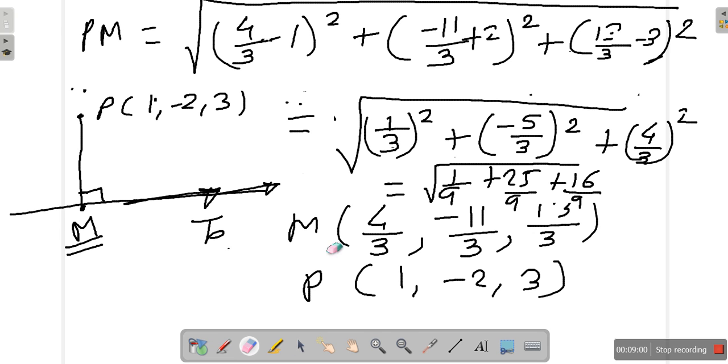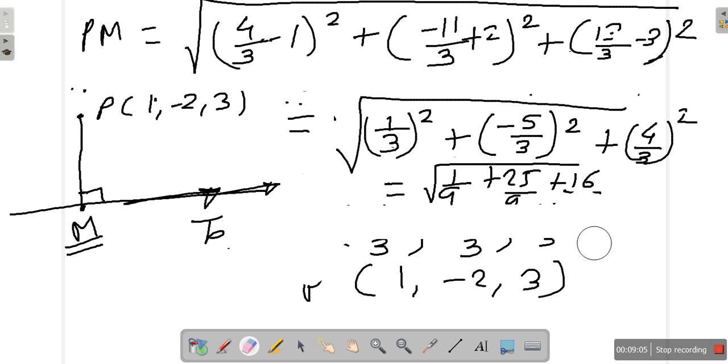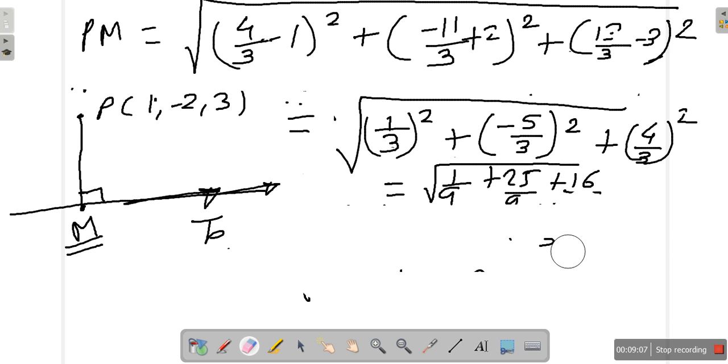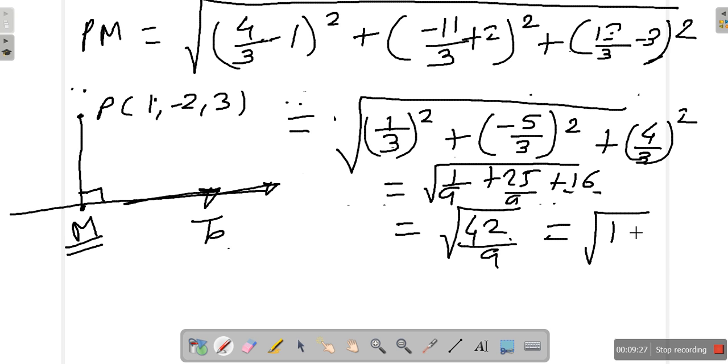Please do the calculation and get the answer. This gives me the same as root 14 by 3. So this is our final answer.